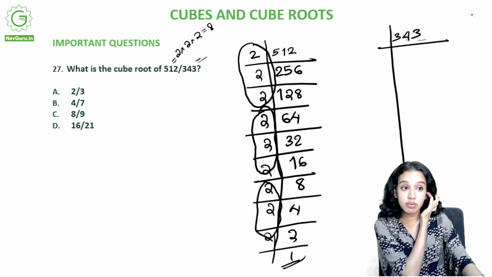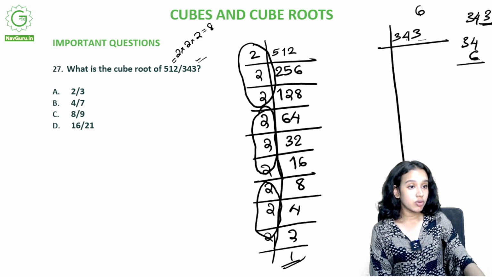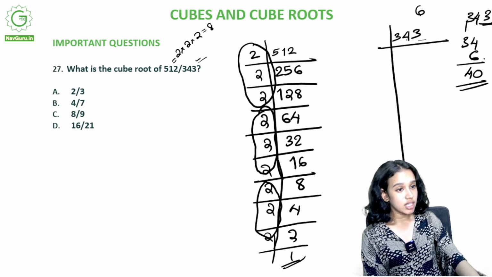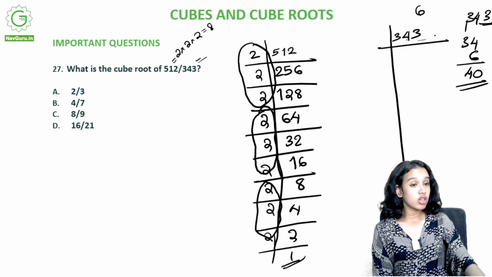Let's see. What is the divisibility rule of 7? We take the number in the units place, which is 3. We double it, that is 6, and we add it to the remaining number. So 34 plus 6 is 40. Is 40 divisible by 7? No, it's not. Now, is it divisible by 9? Let's see. It's not divisible by 9. Is it divisible by 11?